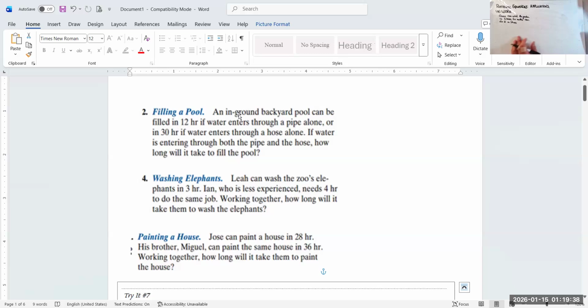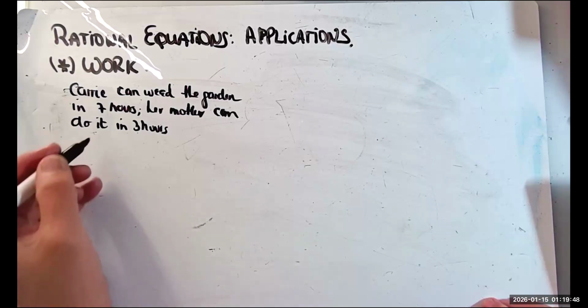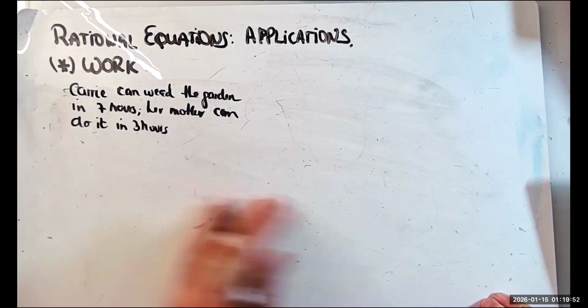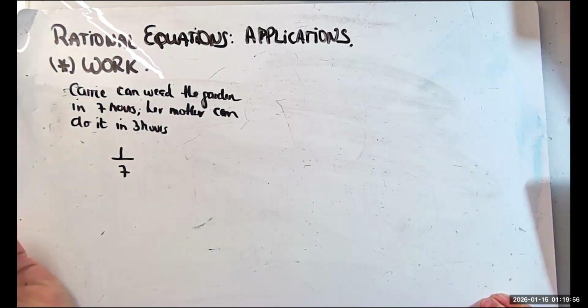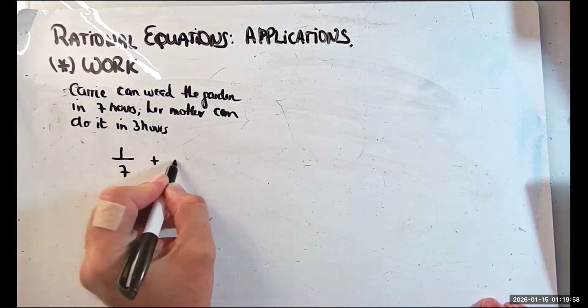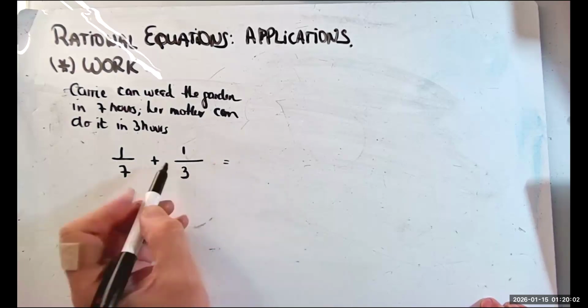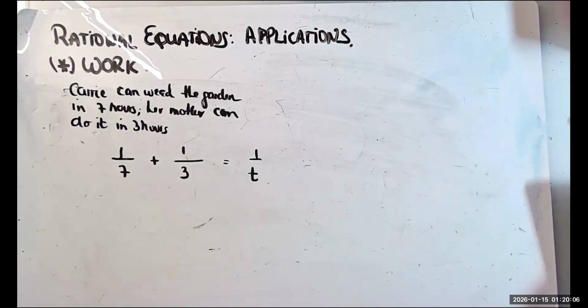So same concept. I believe the Carrie one would be okay, so let me stop sharing so it'll be easier. If we recall, Carrie can weed the garden in 7 hours. That means that in 1 hour she will finish 1/7 of the work. Her mommy, 3 hours. In 1 hour, 1/3 of the work. Working together, 1/t in 1 hour.